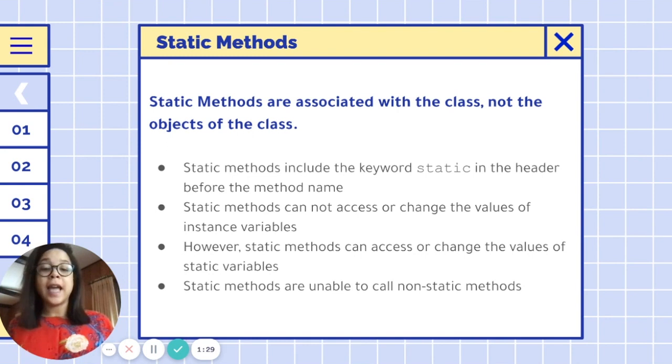However, static methods can change or access the values of static variables. And static methods are unable to call non-static methods. So really only static methods can work with each other and static variables.